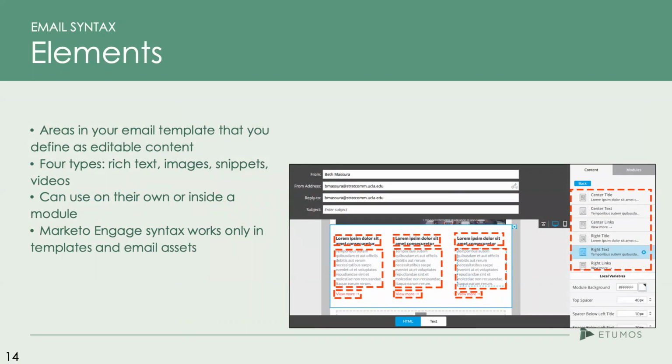Elements can be used on their own, as was the case several years ago before Marketo Engage's Editor 2.0 came out, or inside a module, which I'll talk about later. You can see elements outlined in a long dotted red line in this screenshot, as well as individual chunks in the canvas, the main editor window, and also in the content tab on the right-hand side.